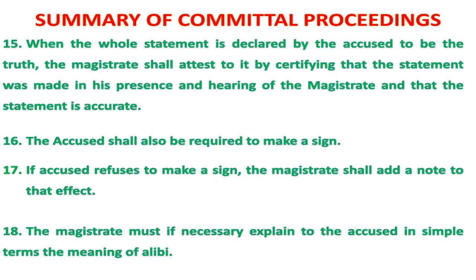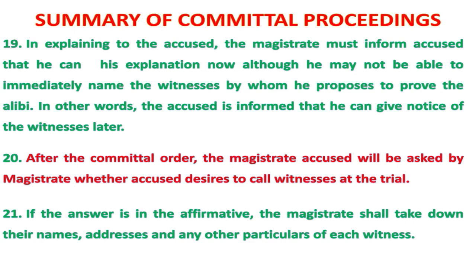Number 18, the magistrate must, if necessary, explain to the accused in simple terms the meaning of alibi. In explaining alibi to the accused, the magistrate must inform the accused that he can, in his explanation, say that although he may not be able to immediately name the witnesses by whom he proposes to prove the alibi, in other words, he can just mention that he has a defense of alibi, even though he doesn't have the names and addresses readily available. In other words, the accused is informed that he can give notice of the witnesses later.